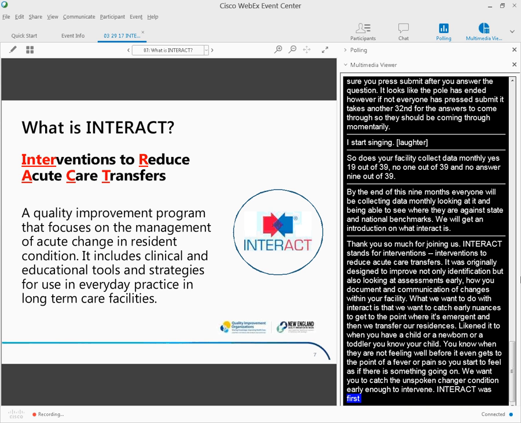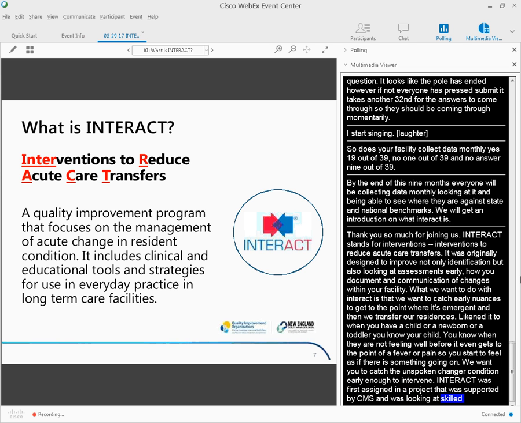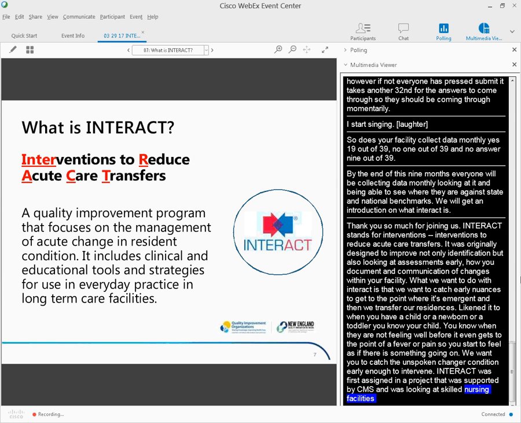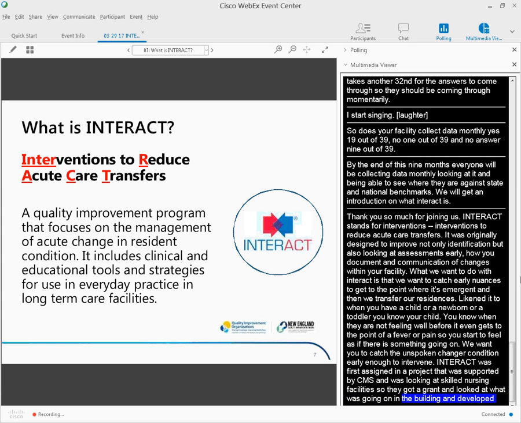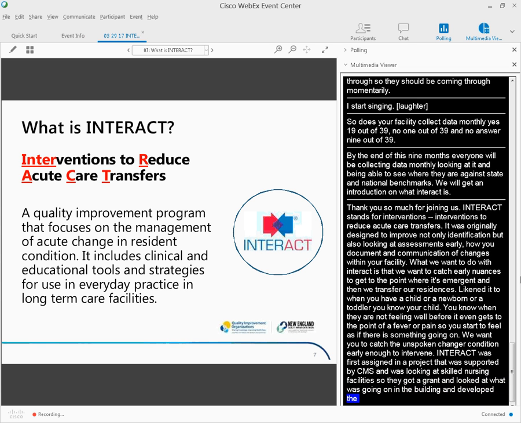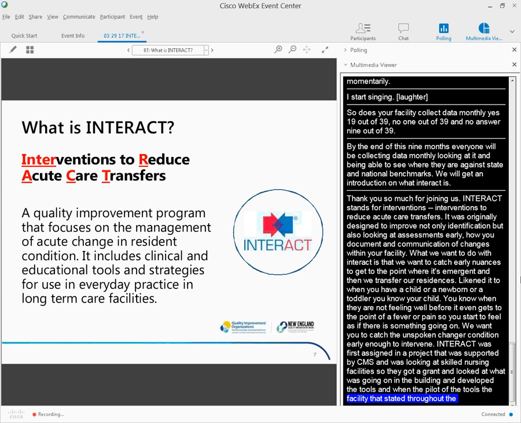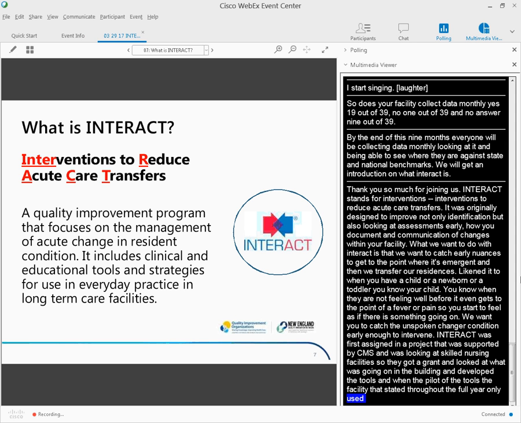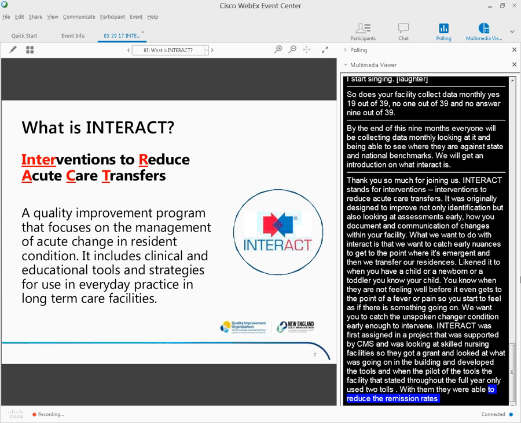Interact was first designed in a project that was supported by CMS, and it was looking at skilled nursing facilities in the Georgia area with high readmission rates. So they got a grant, and they looked at what was going on in all the buildings, and they developed a tool. When they piloted the tools, the facilities that stayed in the pilot throughout the full year actually only used 2 tools. And with those 2 tools, they were able to reduce their readmission rates by 50%. So we're hoping that as a state, we can do so much better than that if we're able to implement all of the tools within Interact.